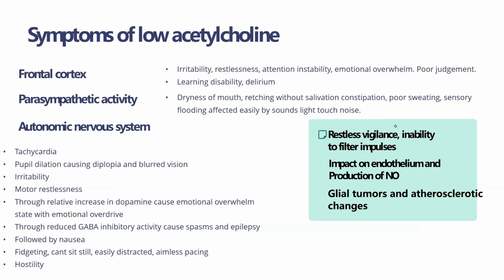Now, what are the symptoms of low acetylcholine? How is it presented in clinical settings? Whenever acetylcholine goes low in the frontal cortex, the patient presents with irritability, restlessness, attention instability, emotional overwhelm, poor judgment, learning disability, and delirium.